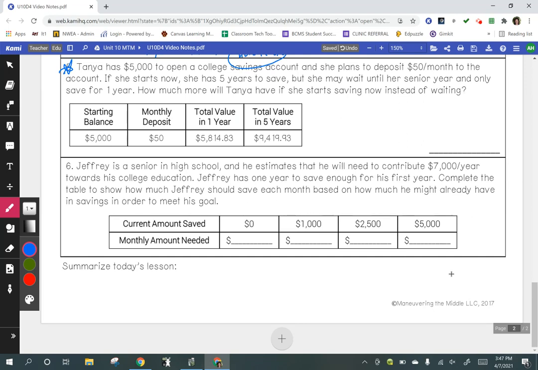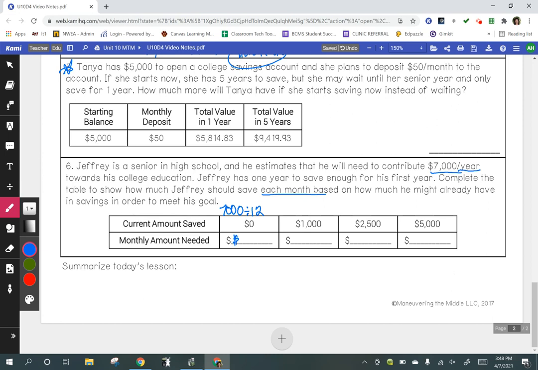Number 6, Jeffrey is a senior in high school, and he estimates that he will need to contribute $7,000 a year towards his college education. Jeffrey has 1 year to save enough for his first year. Complete the table to show how much Jeffrey should save each month based on how much he might already have in his savings account in order to meet his goal. All right, so right now he has 0 in his account. He needs $7,000 towards his college education, and it wants to know how much he has to save each month. Okay, and this is for a year. So how many months are in a year? 12. So I'm going to take 7,000 and divide it by 12.